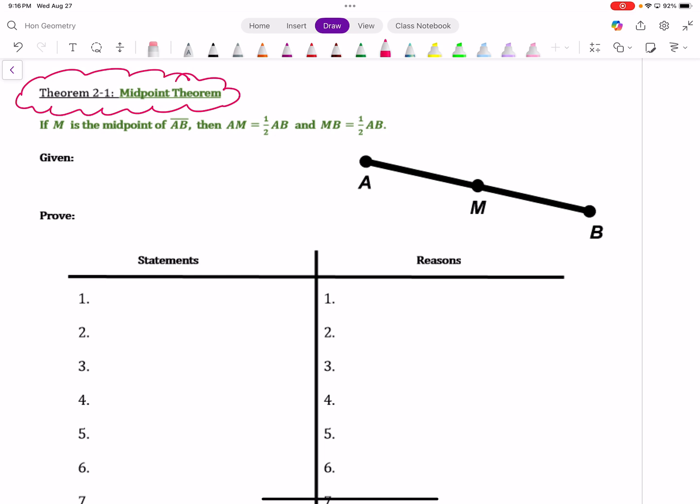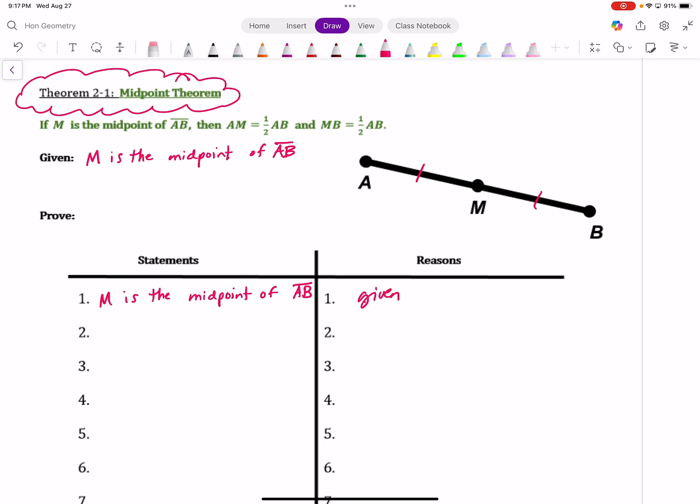The hypothesis is what's given. So they're telling you that M is the midpoint of AB. All right, so let's mark that up. I know that means this is congruent to this. So, and I'm going to write it. M is the midpoint of segment AB because it was given.